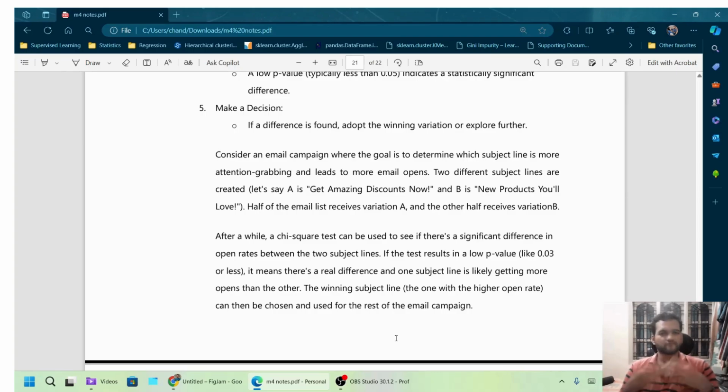After some days, we will perform a chi-square test. If there is a significant difference in the opening rate between the two subject lines, then we will reject the null hypothesis because a low p-value will come. So subject lines make a real difference, as I said from my personal experience, and the winning subject line wins, and we will choose that one for the rest of the email campaign.